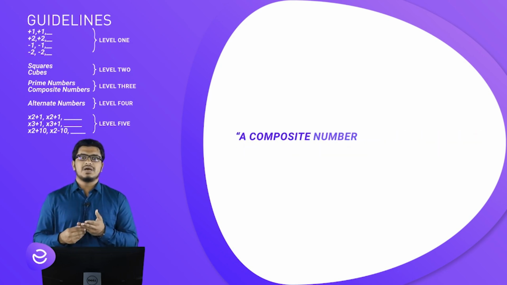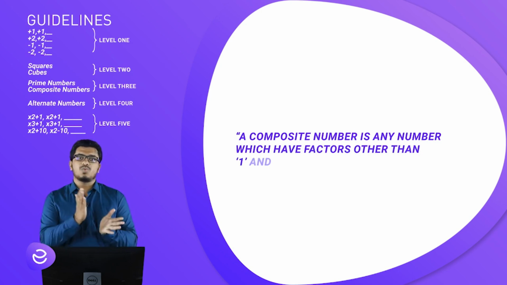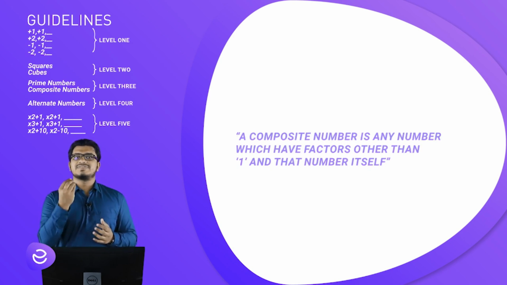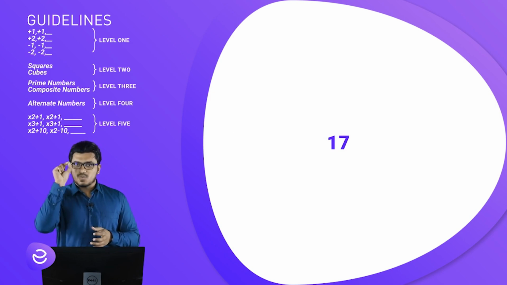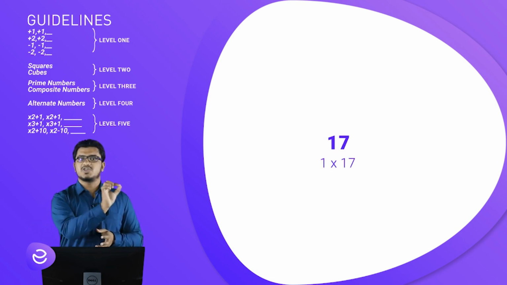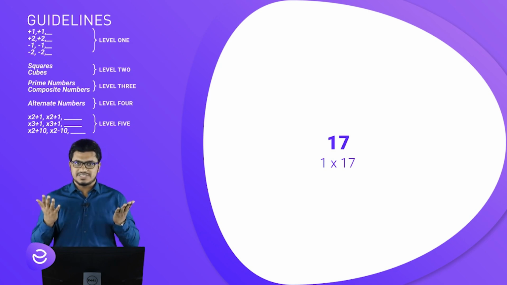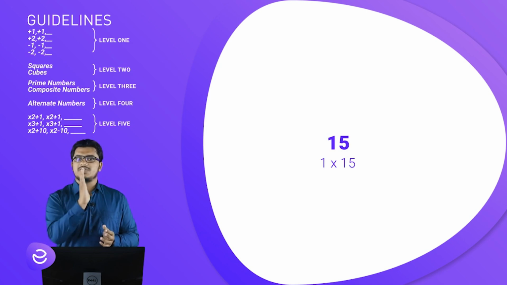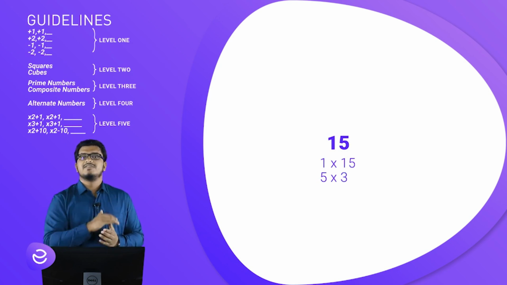A composite number is any number which has factors other than 1 and that number. I'll give you an example. Take the example of 17. How can you write 17 based on its factors? We can write 1 into 17 is equal to 17. There is no other way that we can write 17, right? But take the example of 15. We can write it as 1 into 15 is 15. 5 into 3 is 15.